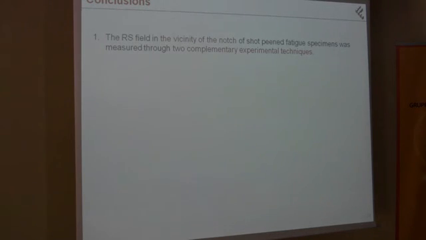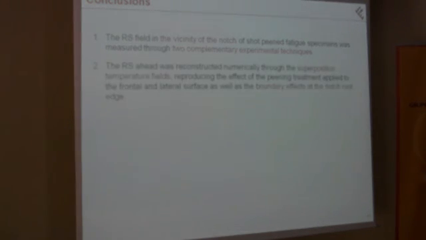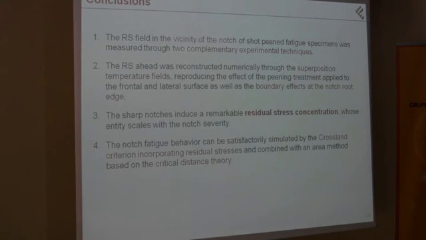So I come to the conclusion. The main results of this research are that we have tried to measure the residual stress field in the vicinity of the notch. We have found that there is a correlation between the notch geometry and the residual stress field that is produced by the shot peening treatment. We can reproduce numerically this residual stress field by a superposition of thermal eigenstrength, and the results of residual stress can be incorporated into a multi-axial fatigue criterion, and with this criterion we can correctly predict specimens with blunt notch, but not the very sharp notch.